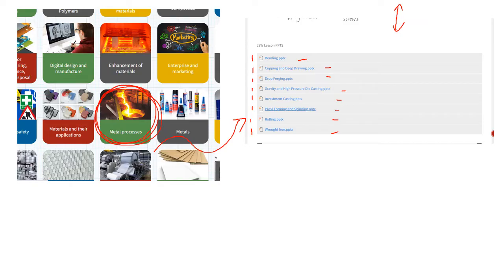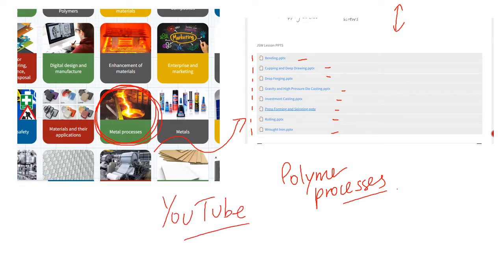If you do the same thing as well for polymer processes, you won't find quite so many PowerPoints. If you scroll right down to the bottom, there are some PowerPoints, but also there's diagrams and things. Remember as well, YouTube is your friend. So if you're not sure about any of these processes, just type into YouTube drop forging process, and you'll get a very exciting video with an amazing soundtrack showing you what drop forging is. So that's the metal processes.